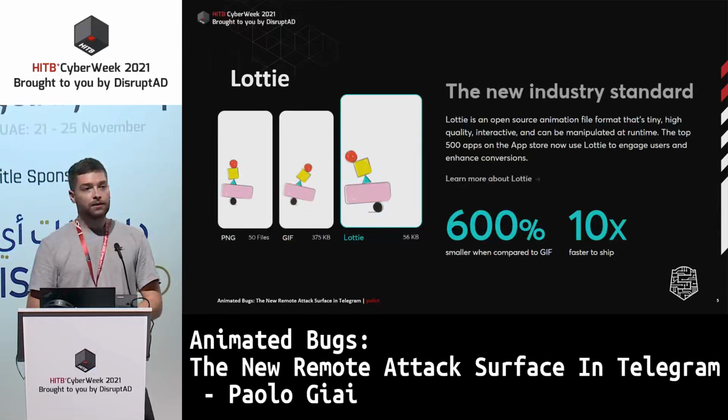Lottie animations are defined as a JSON file, so instead of having a binary blob, there is a simple JSON file, which will come in handy afterwards when we see structure-aware fuzzing.